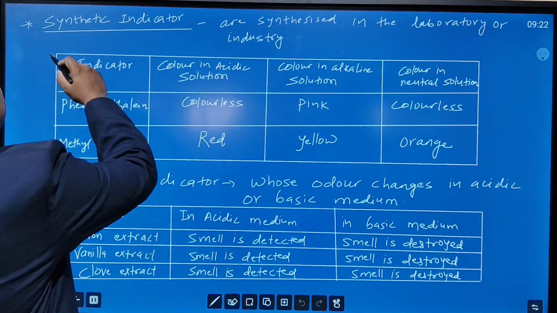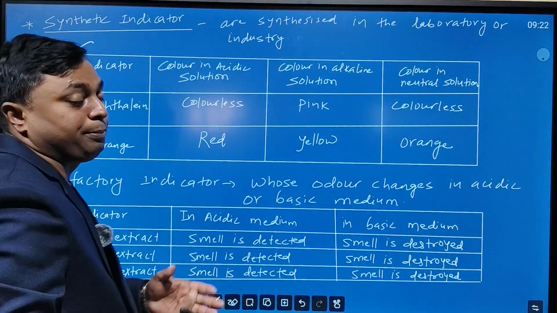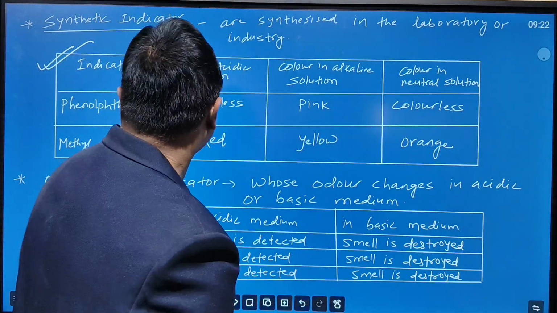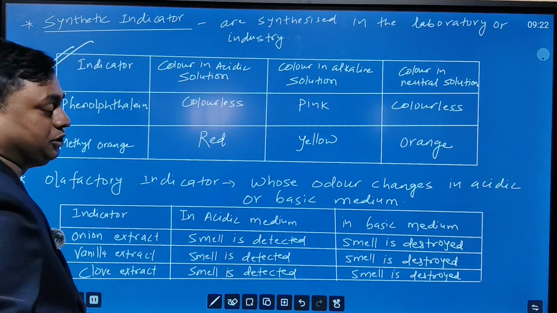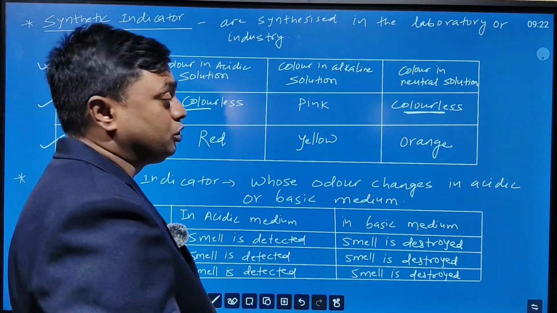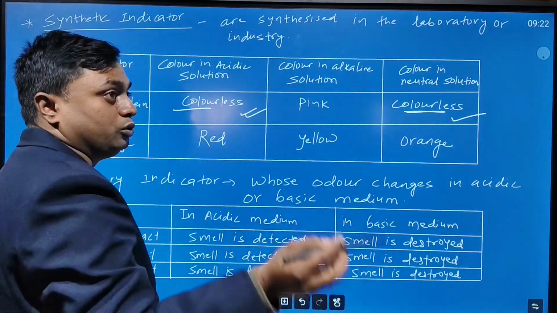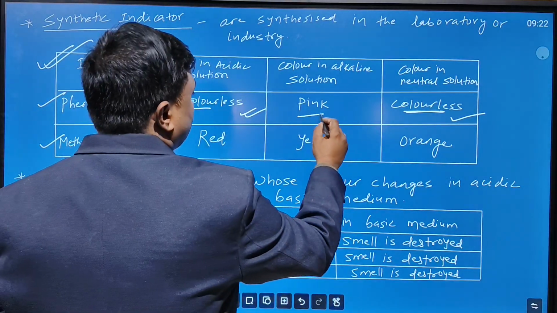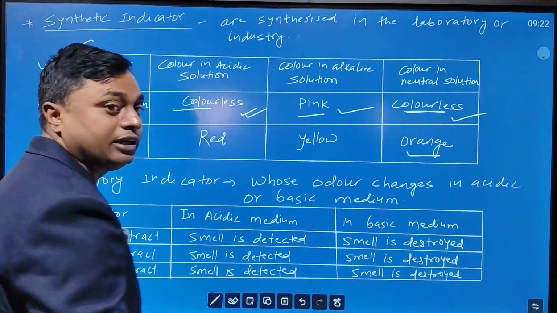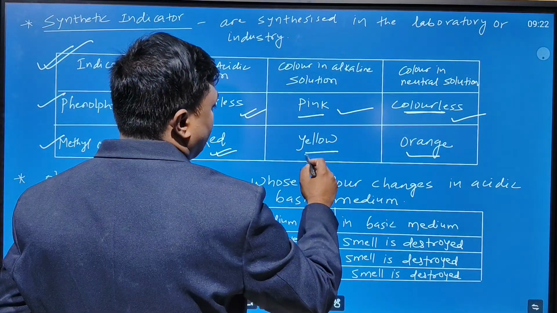Next, we talk about the synthetic indicator, very very important. Synthetic means it is prepared by humans in the laboratory or in industry. We have phenolphthalein and methyl orange. Phenolphthalein's original color is colorless. In neutral solution it will be colorless only. In acidic medium it is colorless only, but as soon as you add it to a basic solution, it changes to pink color. Methyl orange: in neutral solution the original color is orange only. In acidic medium, red color, whereas in basic medium or alkaline solution, yellow color.